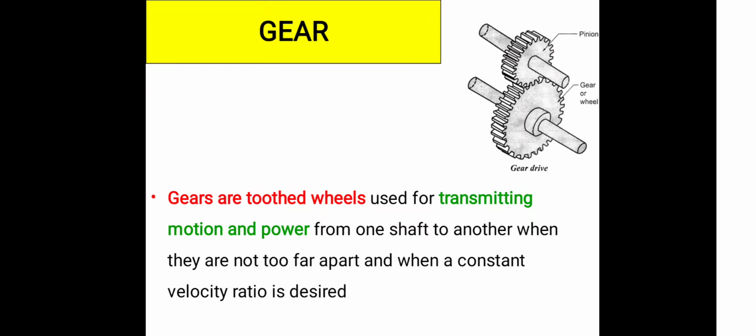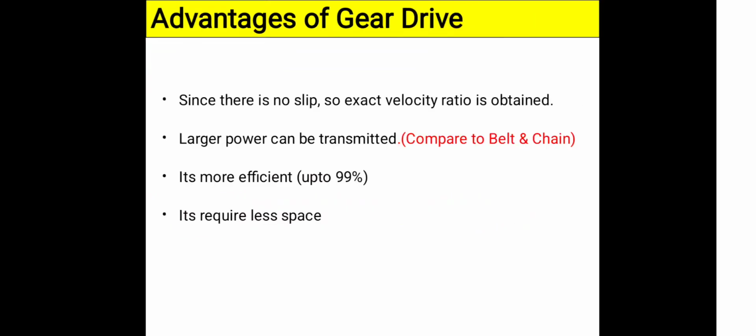It can transmit rotary motion in both directions. That means driver and driven can be in the same direction, as well as in the opposite direction, which is possible by using an idler gear. Also it produces a constant velocity ratio for the desired output.